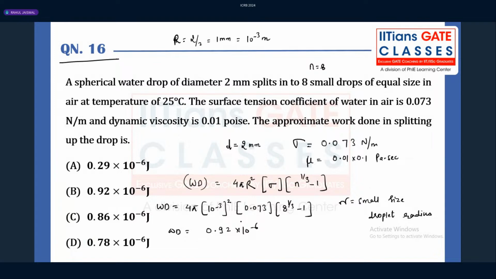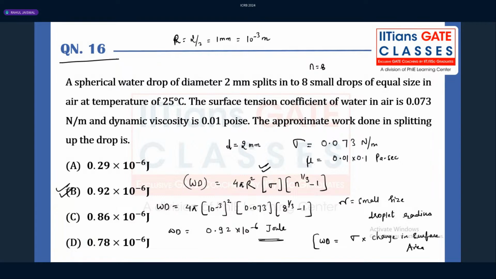Here there is no role of viscosity, right? B should be correct, guys. That you need to understand, right? Now there is one more way to get the answer for this question. Work done, we can also write as sigma into change in surface area. Ultimately, you will get the same formula as what I have written.